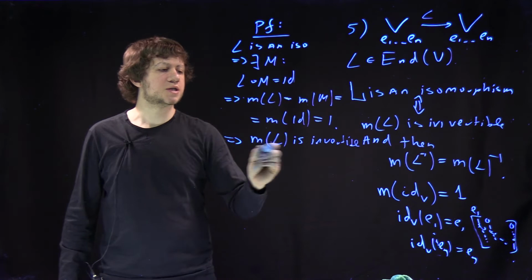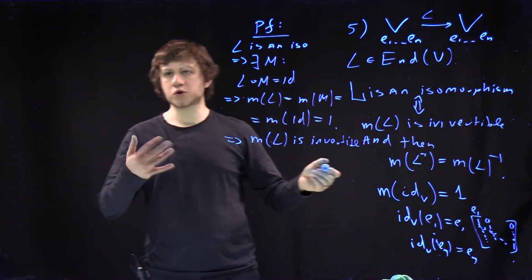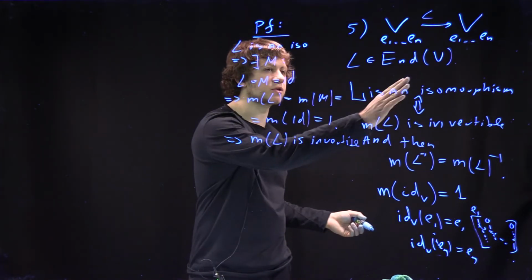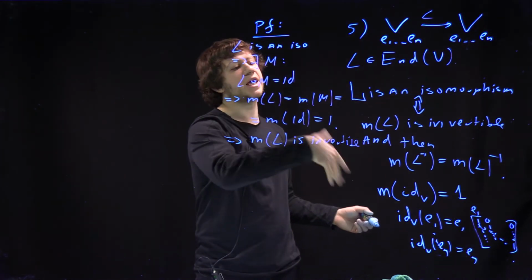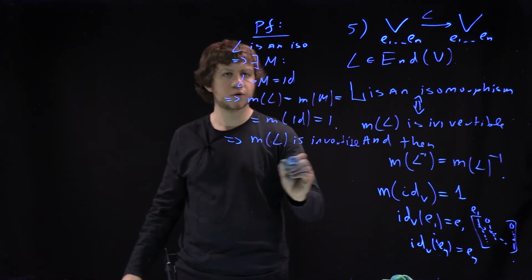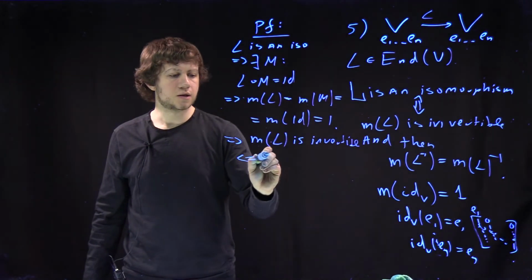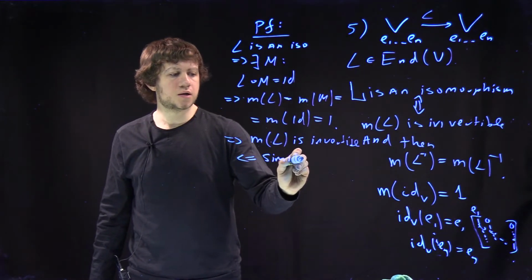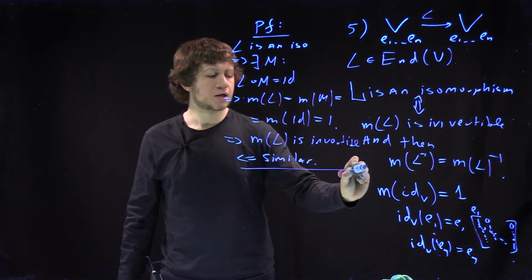And then if you want to go backwards, if you know that the matrix of L is invertible, just take the inverse matrix and take the corresponding map, and that will do the job. So backwards is similar. That's the proof.